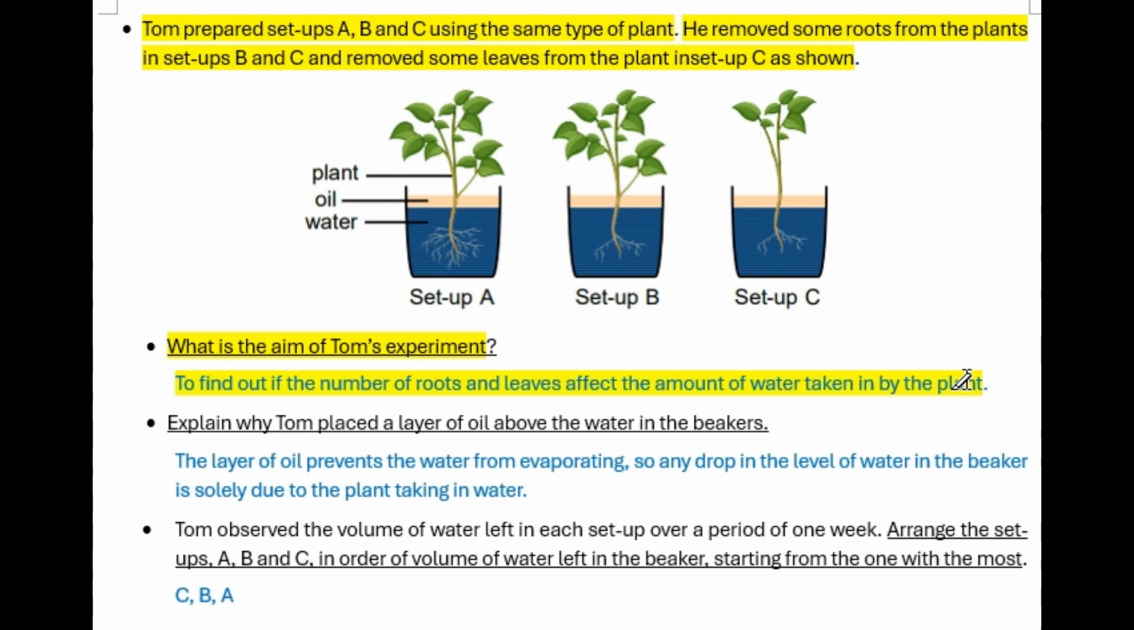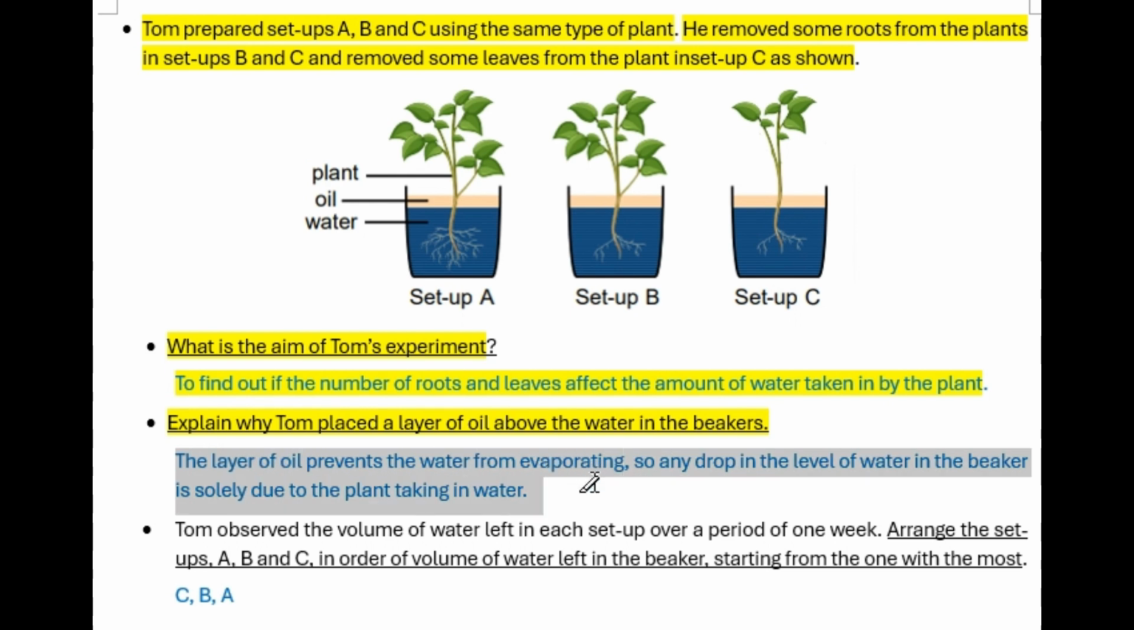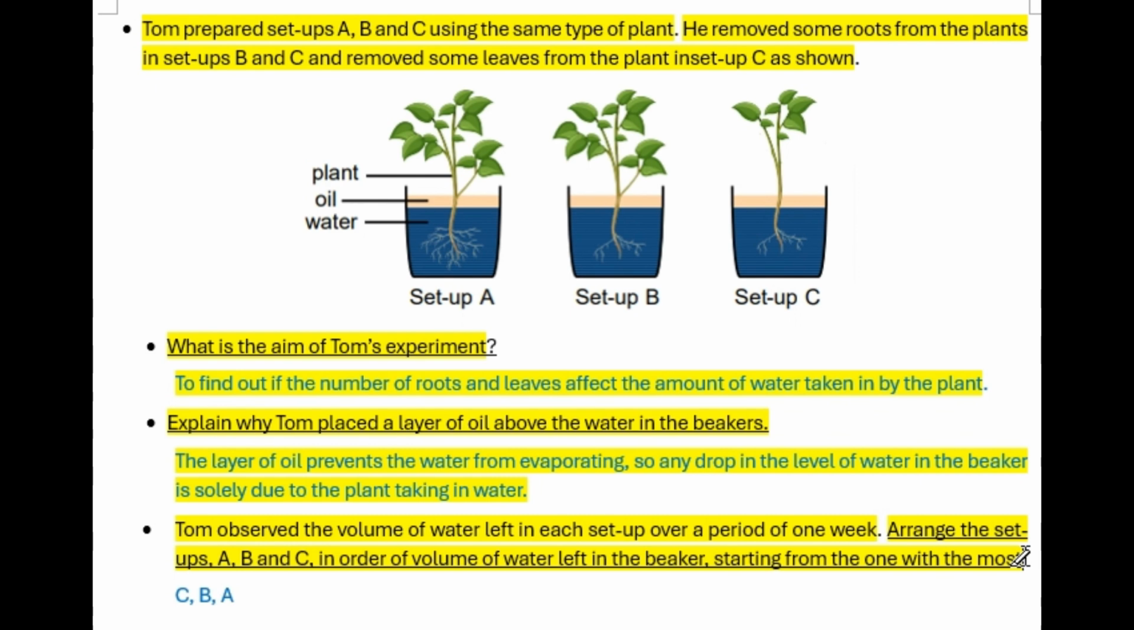Explain why Tom placed a layer of oil above the water in the beakers. The layer of oil prevents the water from evaporating, so any drop in the level of water in the beaker is solely due to the plant taking in water. Tom observed the volume of water left in each setup over a period of 1 week. Arrange the setups A, B and C in order of volume of water left in the beaker, starting from the one with the most. C, B, A.